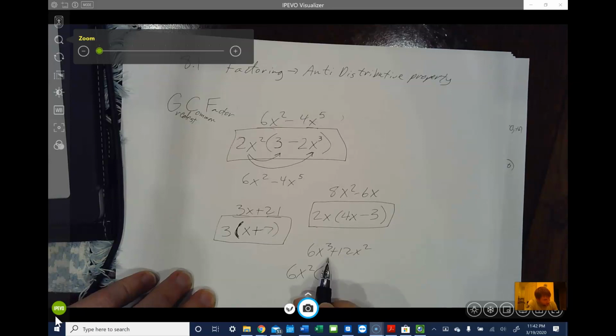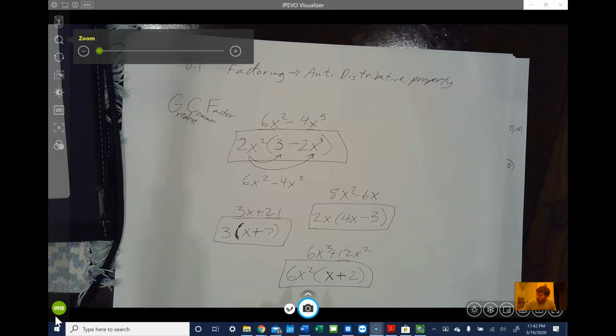What's left? 6x cubed divided by 6x squared leaves me with, well, 6 divided by 6 is 1. X cubed divided by x squared just leaves me with an x to the first. So it's 1x to the first, or simply x. You could also think, well, what if I multiplied 6x squared times x? Well, then I'd get 6x cubed. And then 12x squared divided by 6x squared would leave me with 12 divided by 6 is 2. And then x squared divided by x squared leaves you with 1, so it's just simply a 2. Alright, so this is the answer to that one.